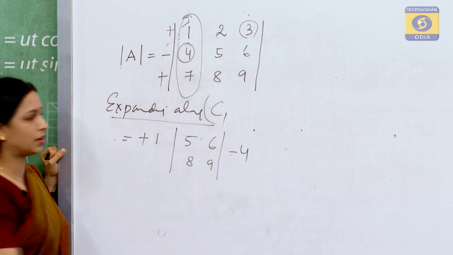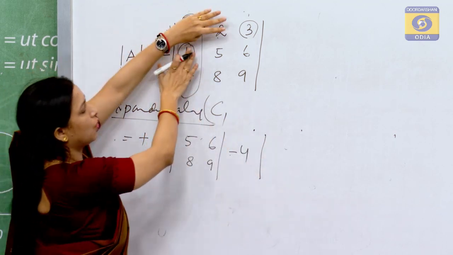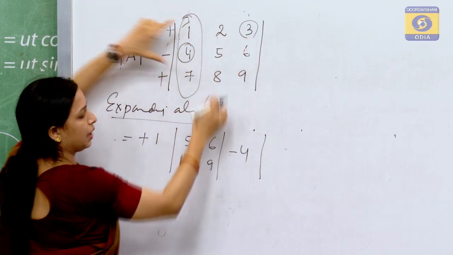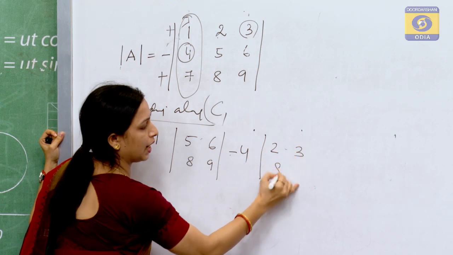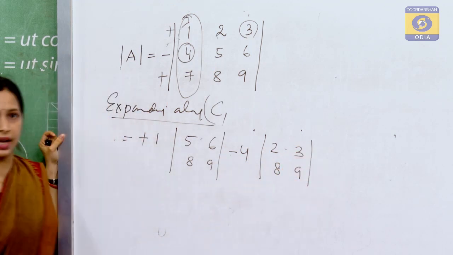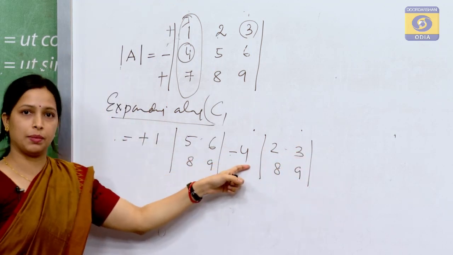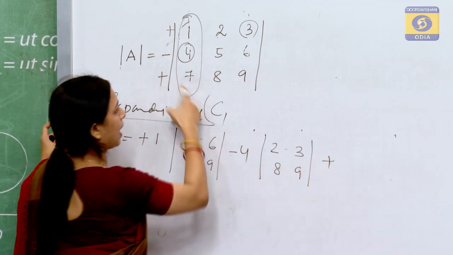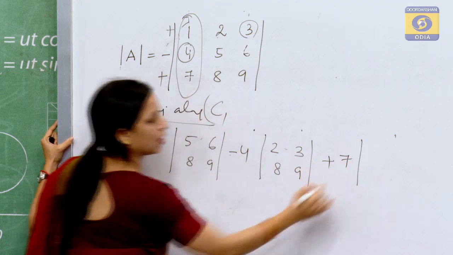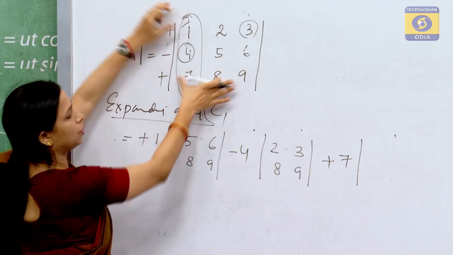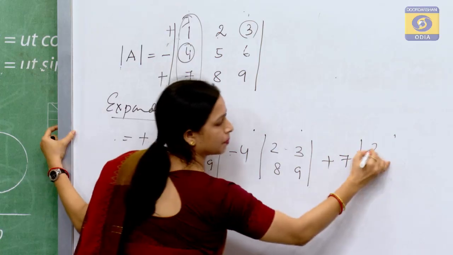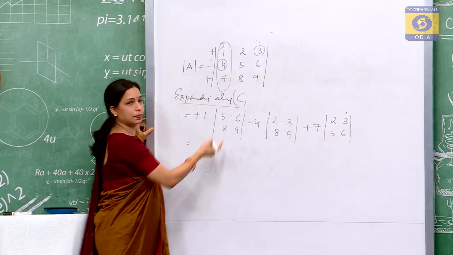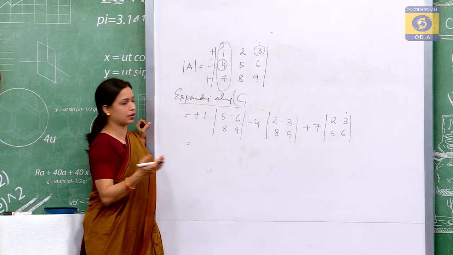Now, what is the second order determinant that we get? We delete the row and the column in which it lies. So, what are the resultant elements? 2, 3, 8, 9. So, 2, 3, 8, 9 is the second order determinant that we get by taking into consideration element 4. Last one, positional sign is plus and element is 7. Same, the second order determinant will be 2, 3, 5, 6. Now, it is simple how we find the value of the second order determinant.